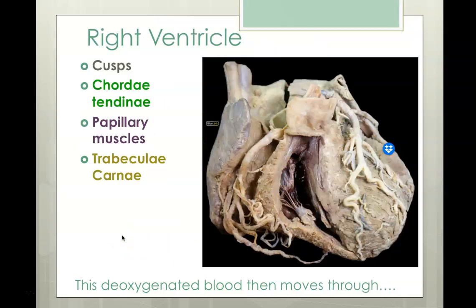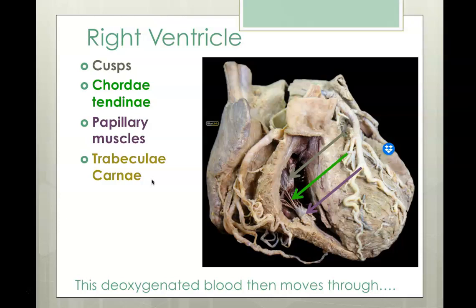So notice too that all of the AV valves will have the same components. They will have the cusps, the chordae tendineae, and the papillary muscles. And these components extend into the next chamber, which is your right ventricle here. The other thing that we could see within your ventricles is muscle known as your trabeculae carneae. So we don't see the trabeculae carneae too well. And I think I have an image coming up in your left ventricle where you could see the trabeculae carneae just a little bit better.